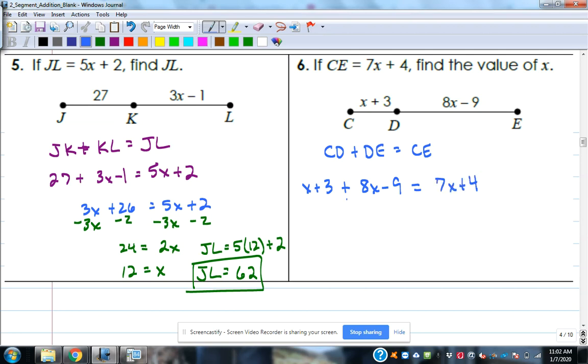plus 8x minus 9 is equal to 7x plus 4. Combine your like terms. Pretty boring stuff here. I got x equals 5. Is that what y'all got? That's the final answer on this one, because it asked us to find what x was. Didn't tell us to find a certain piece. So really easy thing. Okay? Not hard.